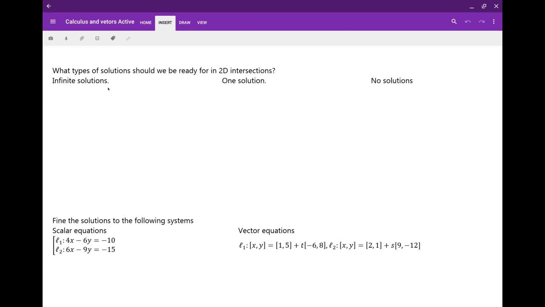So we're going to start off with 2D intersections of lines. Now this is the easiest one, and so it'll be nice because you'll see how these notes flow, and all of the rest of them will take on this format. So what types of solutions should we be ready for in these 2D intersections of lines?